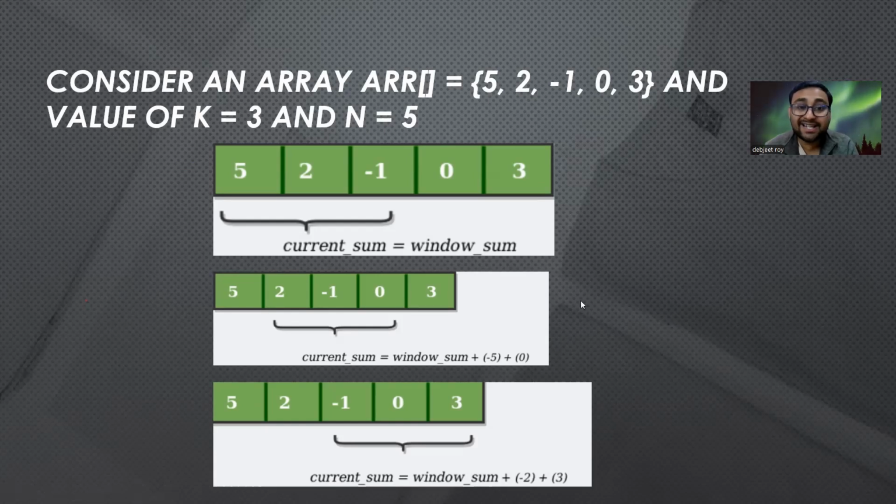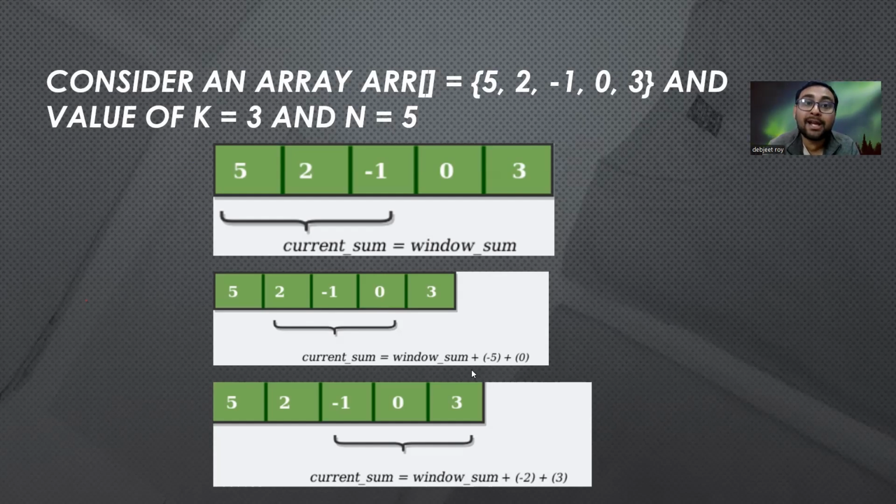And second, when I have slid it by 1, the current sum becomes the window sum, which was already calculated, plus we have to remove the first index value, which was already calculated. So we have to remove this, so -5. Then we have to add the next index value, which is 0. Like that, we have to calculate. So here the window sum is getting calculated.